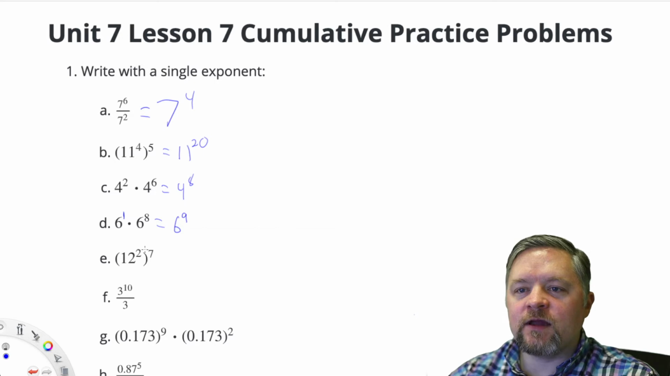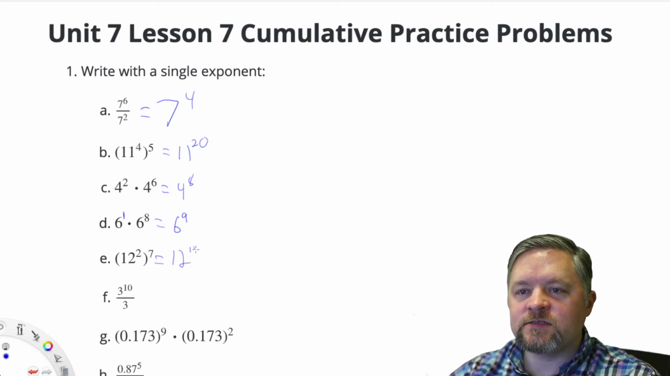Okay, 12 squared to the power of 7. We are raising it to a power, so multiply the exponents. 2 times 7 is 14.